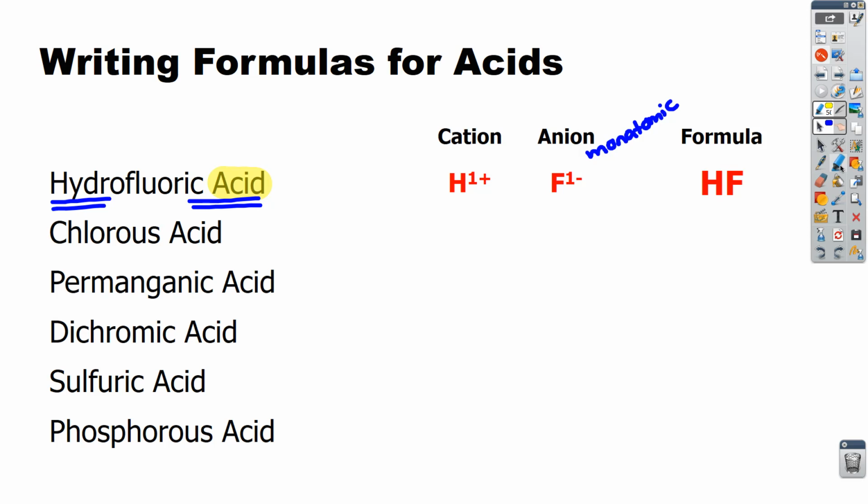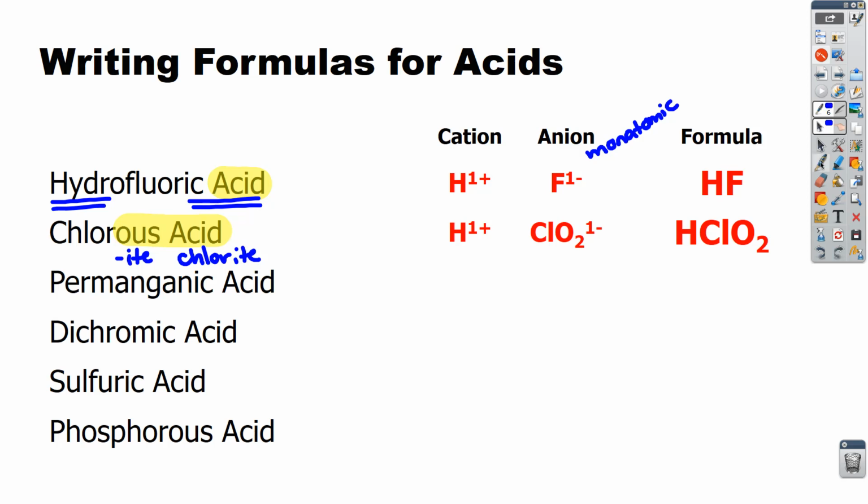Chlorous acid, okay? Because I know this is an acid, my cation is H1+. The ous becomes an ite. So I'm looking for chlorite. And the chemical formula for chlorite is ClO2 1-. Note that the positive one on the cation cancels out with the negative one in the anion. I'm left with HClO2.